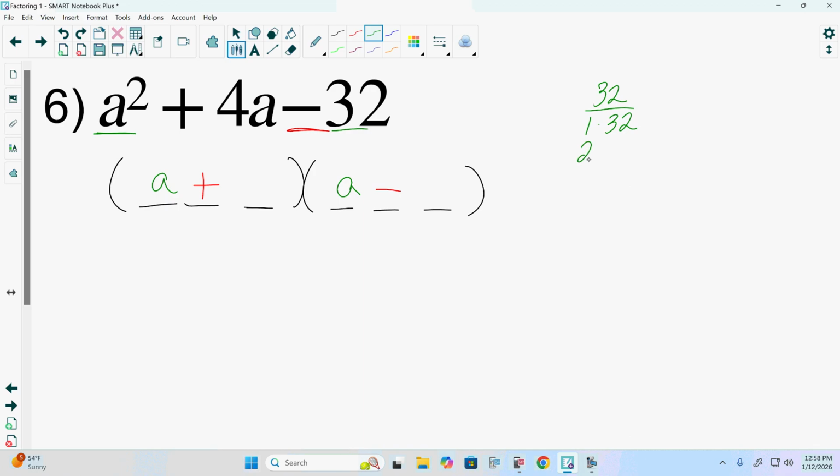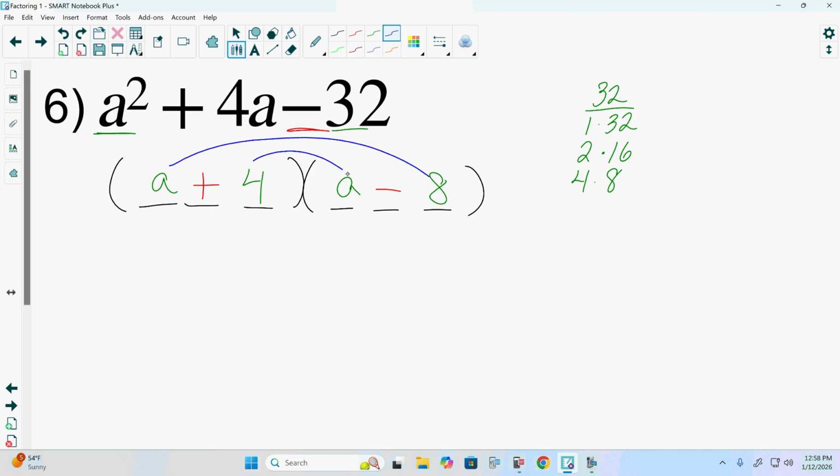Now 32 has a few more factors. Because we do have 1 and 32, 2 and 16. 3 is not a factor, but 4 and 8 are. 5 is not a factor because it doesn't end in 0 or 5. 6 is not a factor because 2 and 3 aren't. So these are the only factors for this here. Which one do we want to try first? 8 and 4, 4 and 8. So we can plug these in and check.